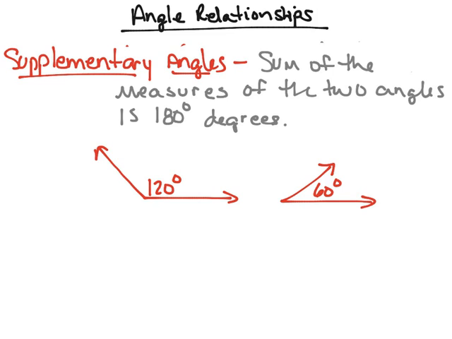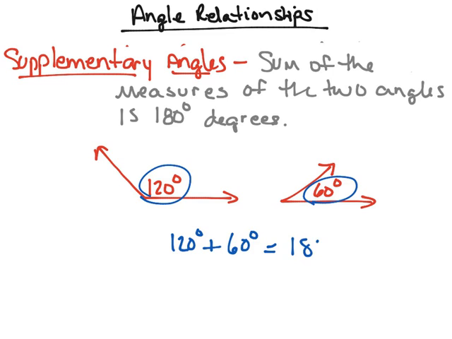Finally, we have the supplementary angles. Supplementary angles are when the sum of the measures of the two angles is 180 degrees. So once again, I have two angles here. One measures 120 degrees, the other measures 60 degrees. If I take that 120, add it together with this 60 degrees over here, notice that 120 degrees plus 60 degrees adds up to 180 degrees. Therefore, we would call these supplementary angles. And that's because they add up to 180 degrees.